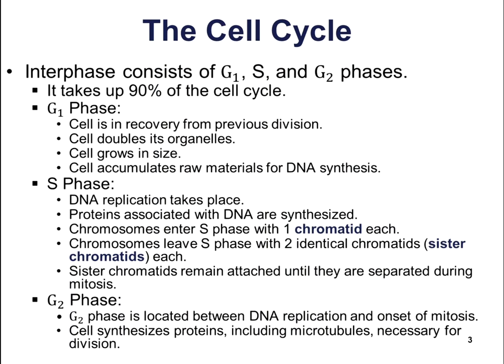In the S phase, DNA replication takes place. Proteins associated with DNA are synthesized. Chromosomes enter the S phase with one chromatid each, but they leave the S phase with two identical chromatids, or what we call sister chromatids. Sister chromatids remain attached until they are separated during mitosis, and we will see that in a bit.